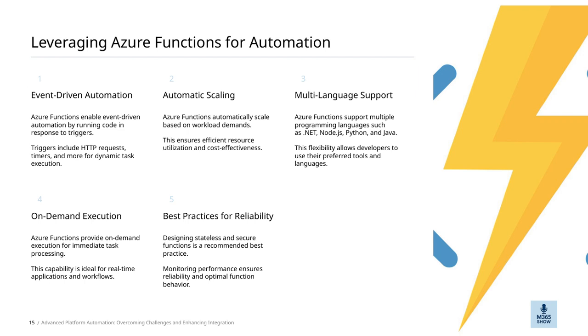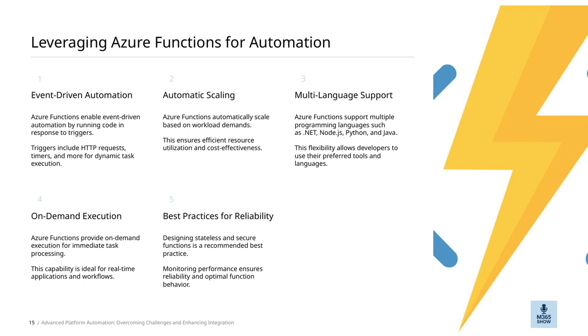Next, monitoring performance is crucial. By keeping an eye on how our functions behave, we can ensure they operate reliably and deliver optimal performance. This is key to providing a seamless experience and avoiding any disruptions. Azure functions excel at on-demand execution, meaning they can run immediately in response to a trigger. This makes them perfect for real-time applications and workflows where quick, responsive processing is essential.